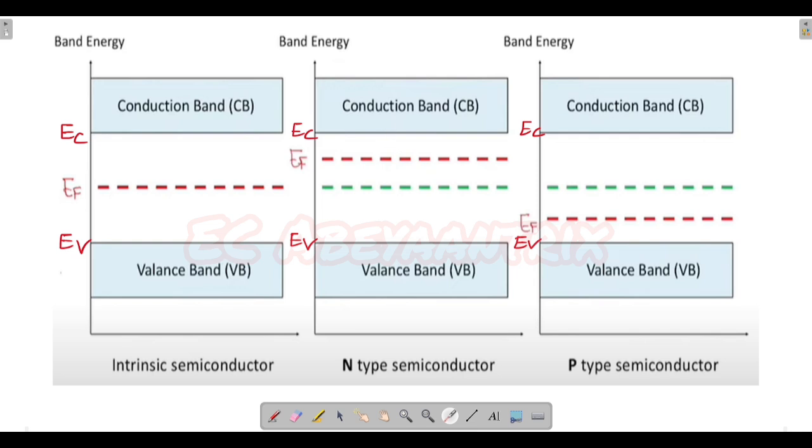Okay, or we can say that it lies below the conduction band also. And in P-type semiconductor, the Fermi energy level lies above the valence band or below the midway of the forbidden energy gap. We can view this point in two different manners, because the objective questions can be given in two different ways also. That's a possibility, so keep that point in mind.